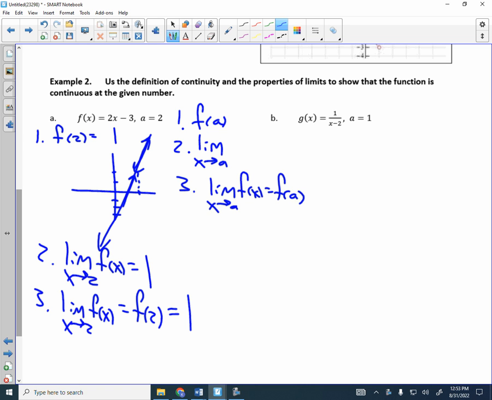True or false? This function is continuous for all real numbers. False. Where is it discontinuous? At 2. Is it telling us that it's continuous at 2? It's saying it's continuous at 1. Let's try that. What is f(1)? Negative 1. So we've determined that it satisfies the first requirement.